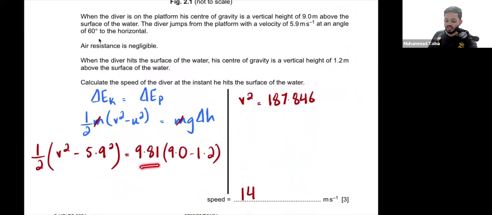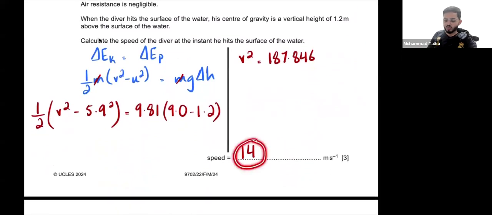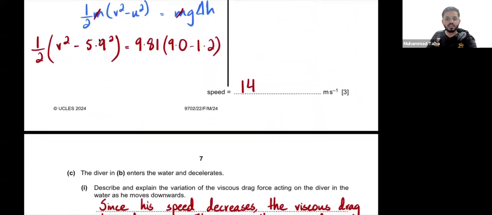So I have g, I have delta H, I have this entire thing. From this, I just need to make v the subject of my equation. So v squared turns out to be this. v turns out to be 13.7 something, I guess. And when you round to 2 significant figures, you get 14 meters per second. All right.